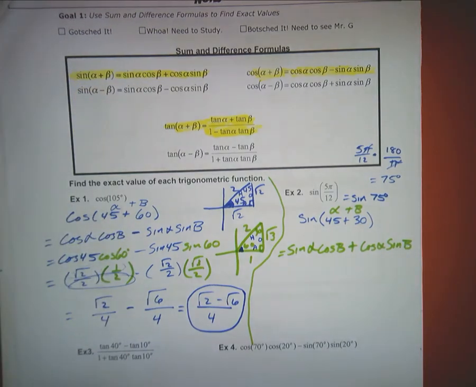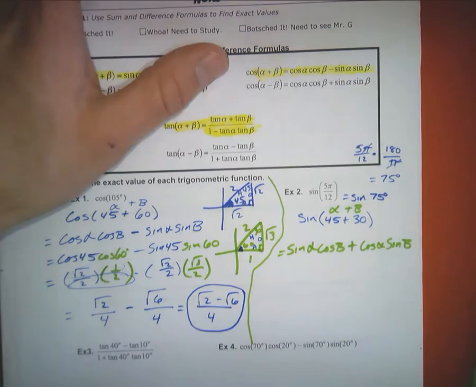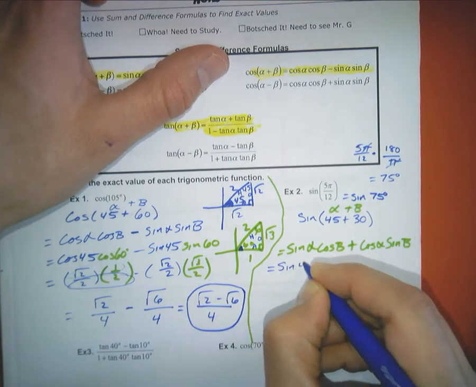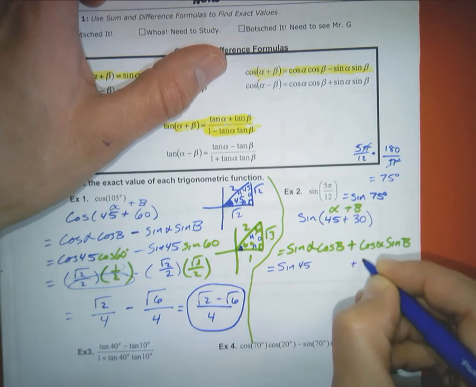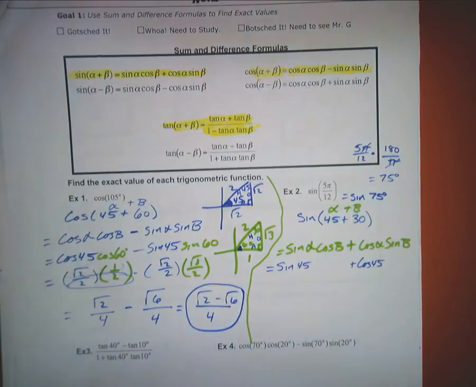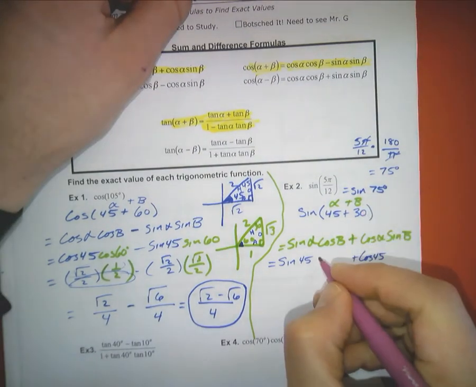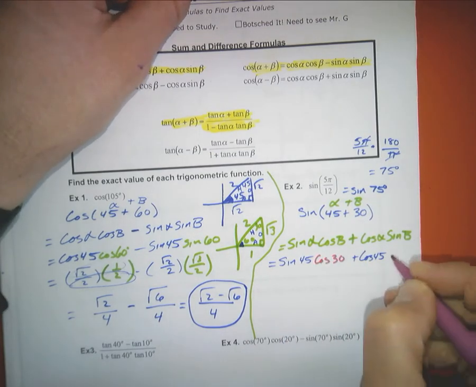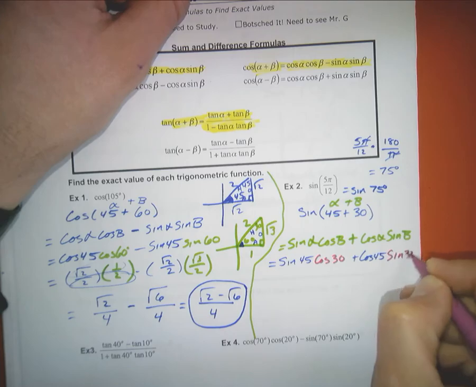Okay, for us, alpha is 45, so I'm going to do those in blue again. So I've got the sine of 45 degrees. Over here is the cosine of 45. Okay, and then cosine of beta. Beta in our case is 30, so I've got the cosine of 30. And then sine of beta, that's the sine of 30.